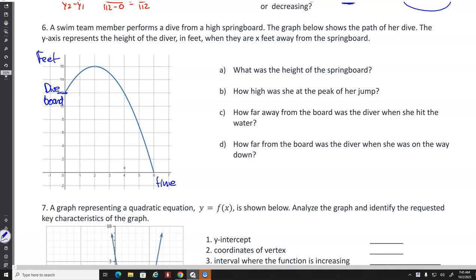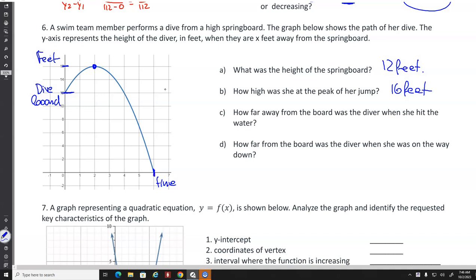What was the height of the springboard? First, the answer is 12 feet because this is where it started right here. So 12 feet from the ground. How high was she at the peak of her jump? It will be right here. And of course, again, we talk about feet, so this will be 60 feet. This is the y-axis.